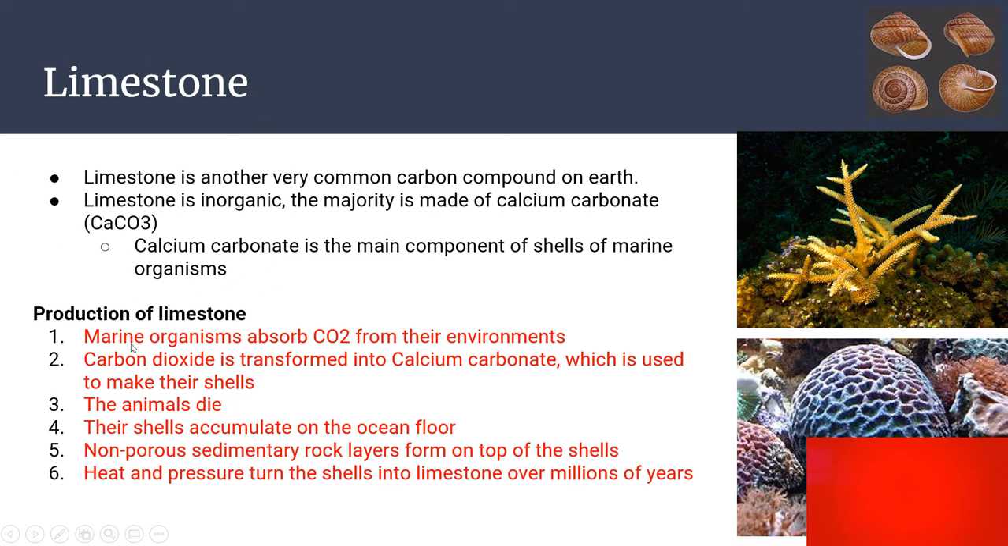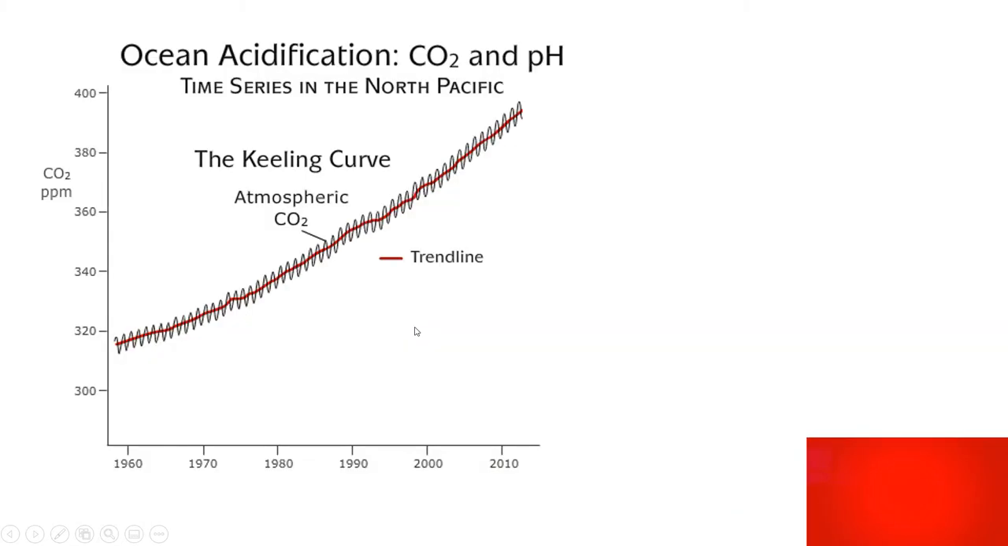So if I were to ask you how is limestone formed, you would know that marine organisms absorb CO2 in the form of calcium carbonate to make their shells, and that when they die, their shells accumulate on the ocean floor, and that over time the rock layers will settle on them, and that heat and pressure over time turn it into limestone over millions of years. So that's how we get limestone.